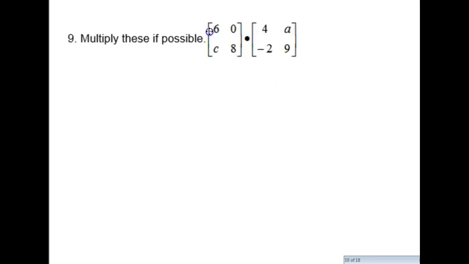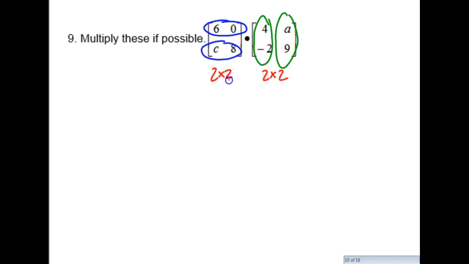All right, this is a good old-fashioned multiply. You must multiply by hand though, because there's variables. So you circle the rows in your first matrix, and you circle the columns in the second matrix. Oh, but I should have done something before I started. This is a 2 by 2, and this is a 2 by 2. So the inside dimensions match, which means, yes, we can multiply them. And the resulting matrix is also going to be a 2 by 2.